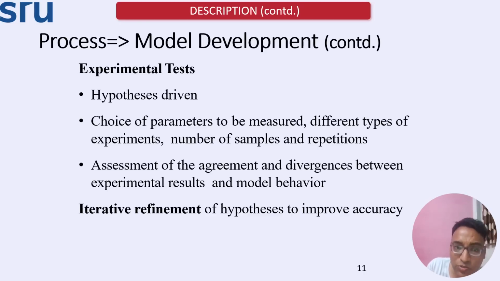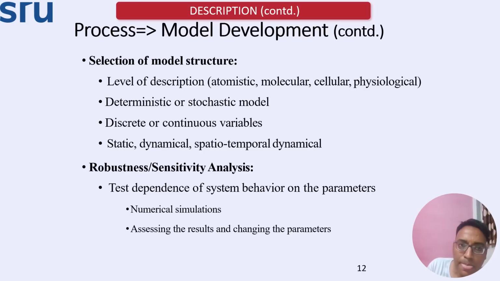So see, model development is very crucial here. Iterative refinement of hypotheses is required to improve accuracy. Selection of model structure, level of description: stochastic or deterministic model, discrete or continuous variables. All this just means how many variables are considered in the model, like whether the concentrations are constantly changing throughout, which is continuous, or changing only when needed, which is discrete. They are not dependent on each other.